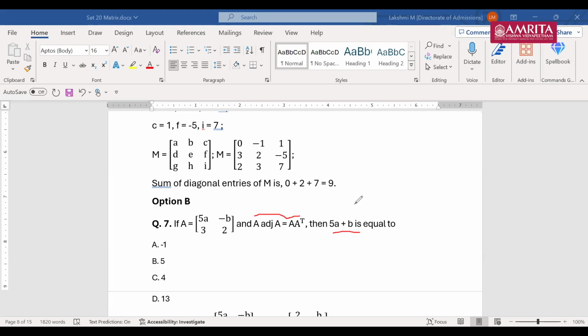Then you can find the unknowns A, B, then it's 5A plus B. So just start solving this question. I hope the previous question is clear to all of you. I think the initial answer that I got was, okay, 12. Just start doing this question, please.